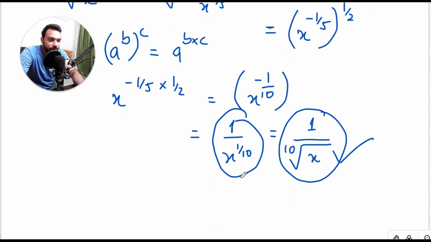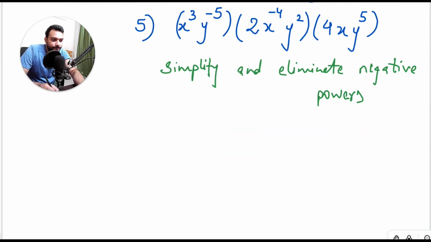The expressions are going to look uglier. Okay, here's the big looking question. x cubed times y raised power negative 5 times 2 times x raised power negative 4 y squared times 4xy raised power 5. Simplify and eliminate negative powers. So the final solution after simplification, which we need to give, should not have any negative powers. Okay, so how to get this done?